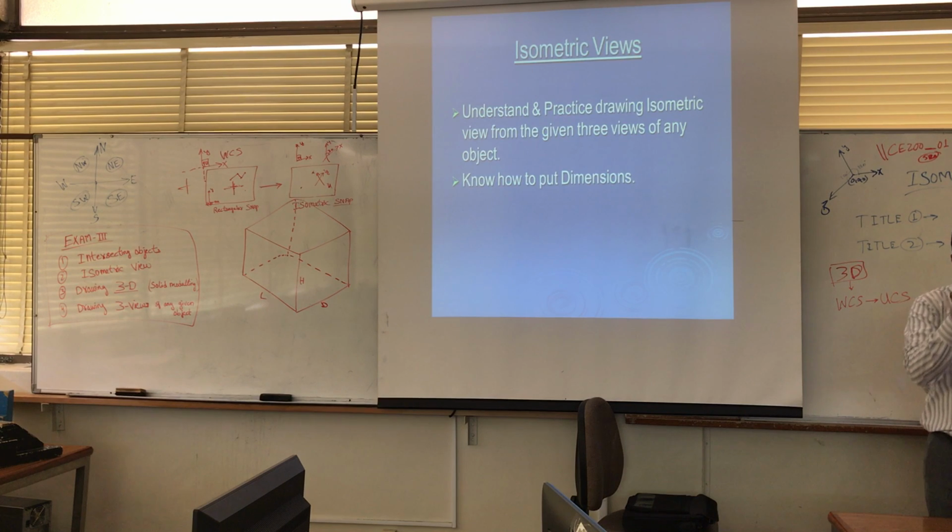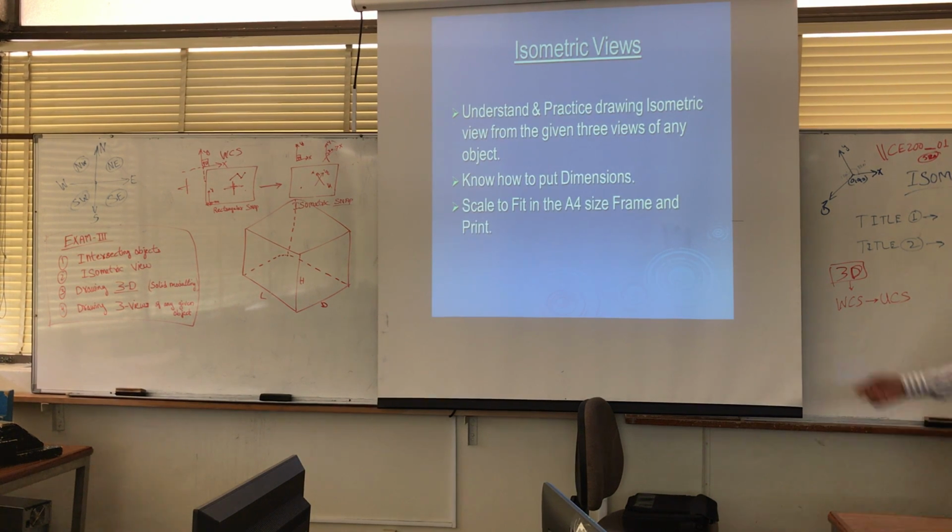What will happen? Linear dimension and inclined dimension, it can give correctly. But for the circle, as we just saw, we cannot draw a direct circle. So we have drawn it as an isocircle, correct? Isocircle using the ellipse command. So in the dimensions, when you try to put the radius of the circle, it will not give it. So you have to put it separately. I will show you.